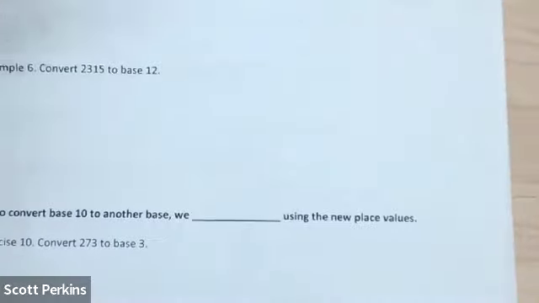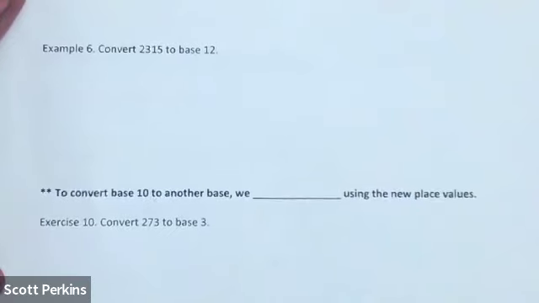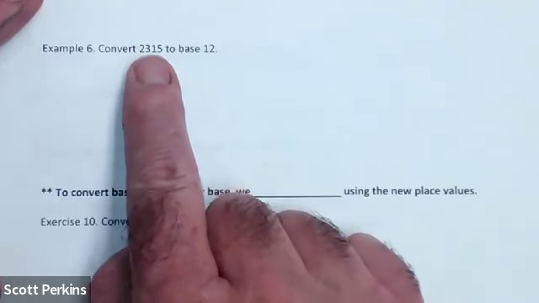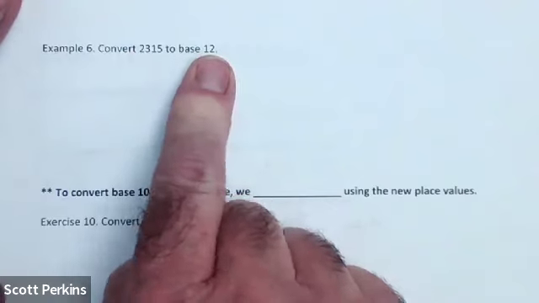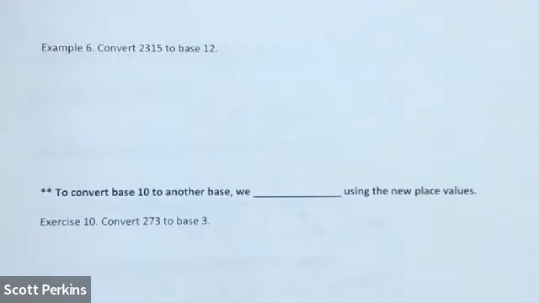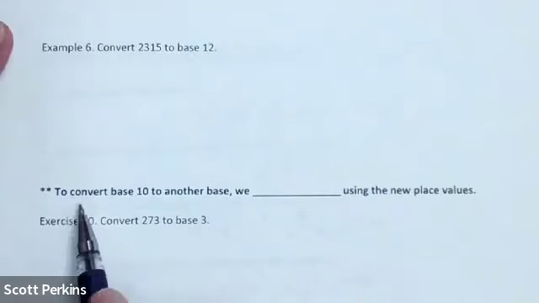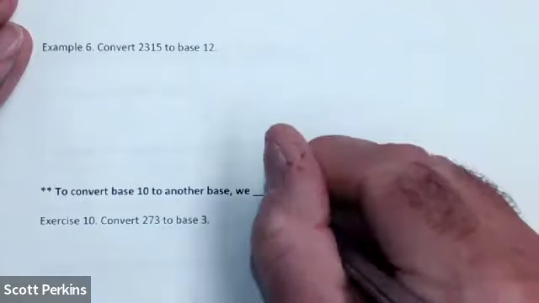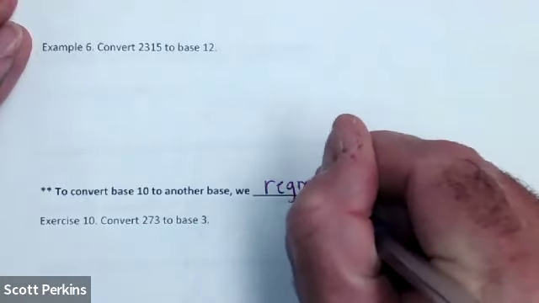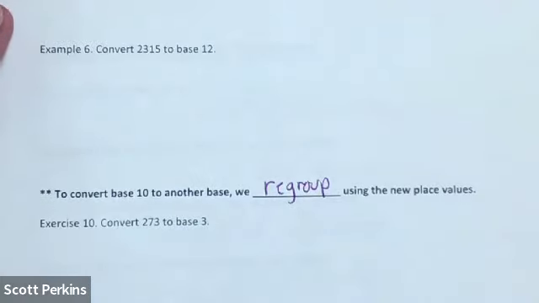So here's the last bit, and this is new. What we're going to do is convert a number from base 10, which is ours, into another base. This is the first time we've done this. So the way you do this, to convert a base 10 to another base, we regroup using the new place values.